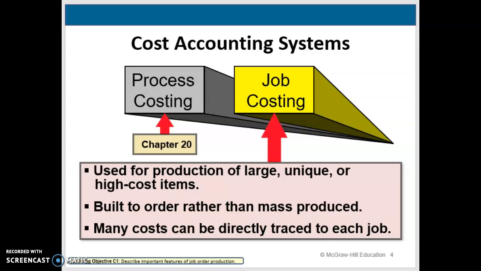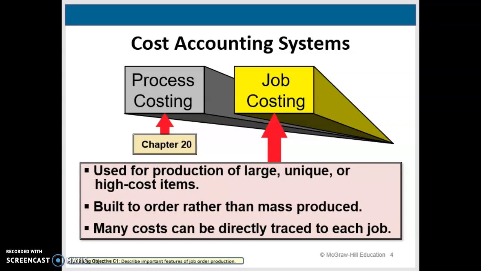We actually don't cover that in Accounting 2. It's not in our syllabus. And then obviously this Chapter 19 is job costing. So process costing is when we have mass production. It's also called process manufacturing or process production. And it's where you're doing mass production in a continuous flow.